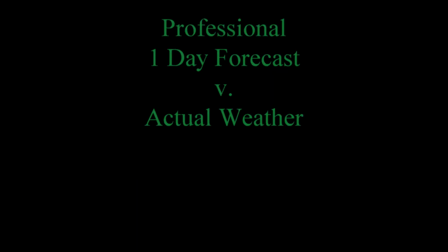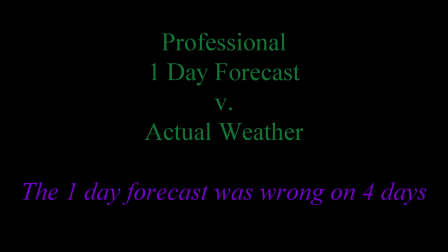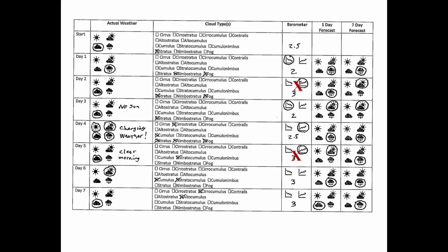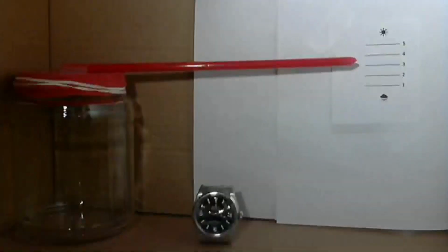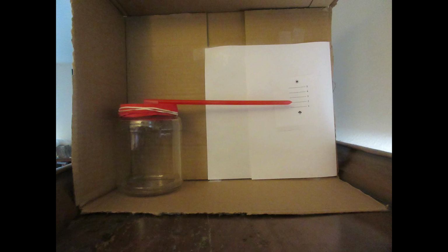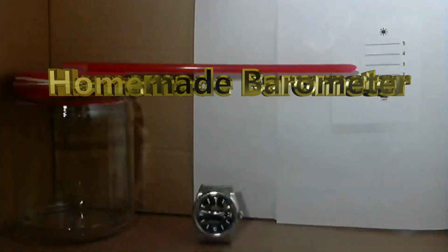Next, let's compare the professional 1-day forecast to the actual weather. In our sample, the 1-day professional forecast was wrong on 4 of the 7 days. That's not very accurate. Our homemade barometer took the day. The homemade barometer was wrong about predicting the weather on only 2 of the days. In this sample, a homemade barometer made with a simple jar, balloon, and a straw was twice as good as the professionals. Thanks for watching. Let's fire up your own barometer and see if we can't beat the professionals with their satellites and radars once more.